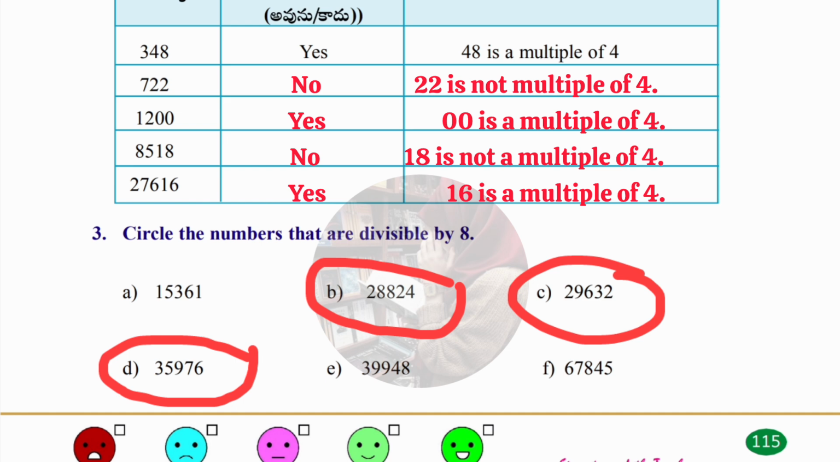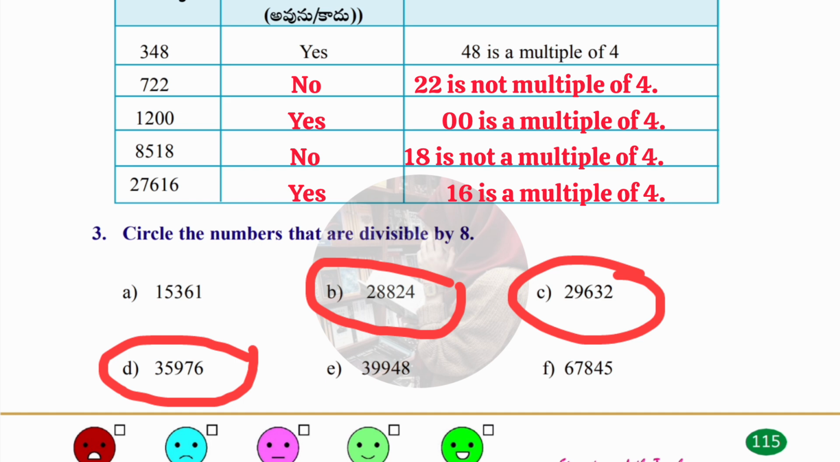It is definitely divisible by 8. 8 ones, 8 zeros, 8 threes. So it is divisible by 8. That's why the entire number is divisible by 8. Next number is 29,632. Last three digits are 632. So it is definitely divisible by 8.